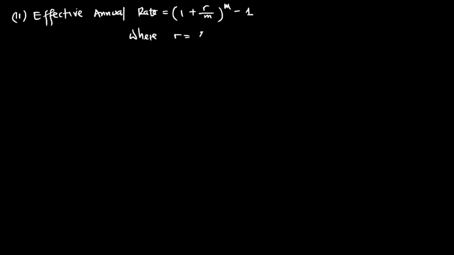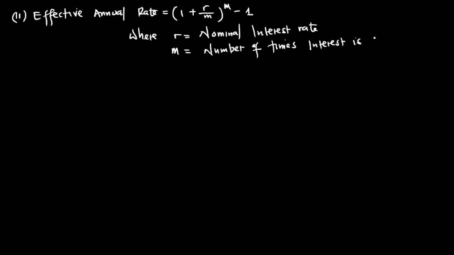So what is the formula for the effective annual rate? We are told that effective annual rate is equal to 1 plus R over M, then to the power M, minus 1, where R is the nominal interest rate, and M is the number of conversions, or times interest is compounded annually.